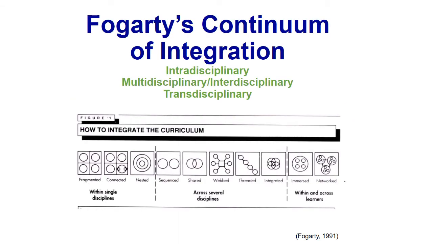Our aim is to expand your knowledge and help clarify your understanding of the three broad categories of Fogarty's continuum of integration. This will include interdisciplinary, working within subject areas, multidisciplinary or interdisciplinary, working between subject areas, and transdisciplinary, working beyond subject areas. An explanation and evaluation of the models of integration that fall within the three bands will look at the theories that support the models and how applicable the models are in today's curriculum in light of contemporary 21st century learning and pedagogy.